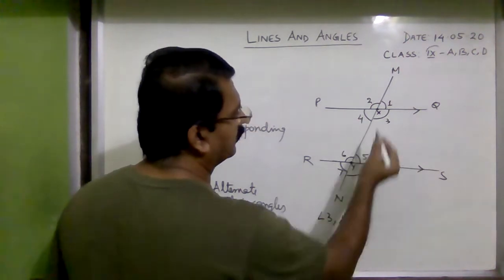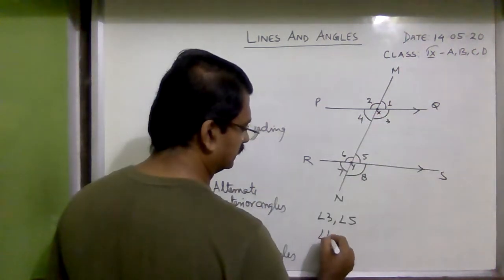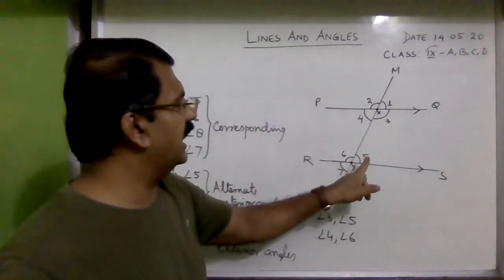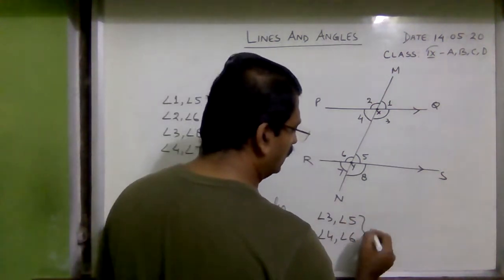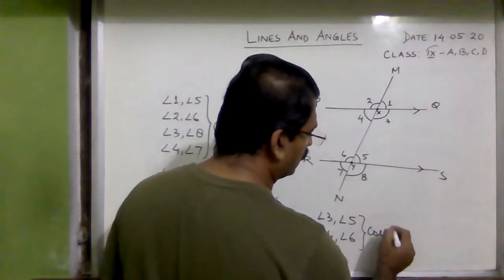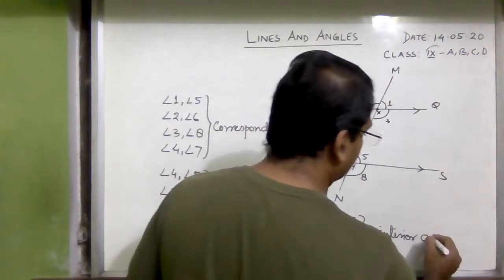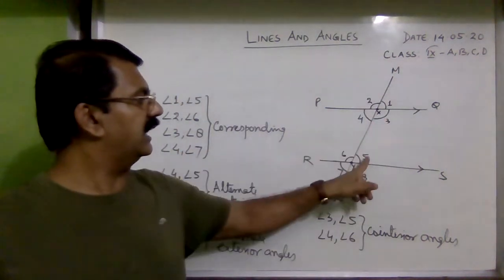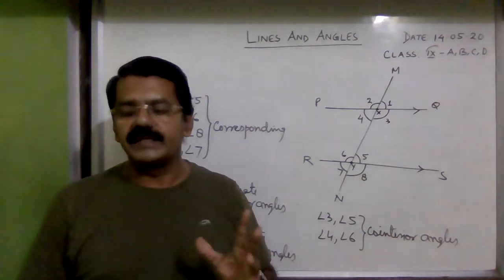Now you see angle 3 and angle 5, and angle 4 and angle 6. They are called co-interior angles. Angle 3 and angle 5 and angle 4 and angle 6 are called co-interior angles.